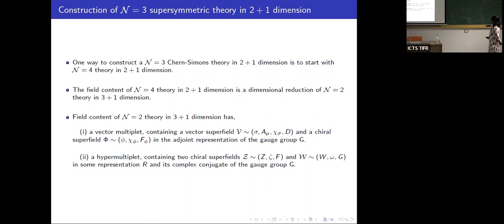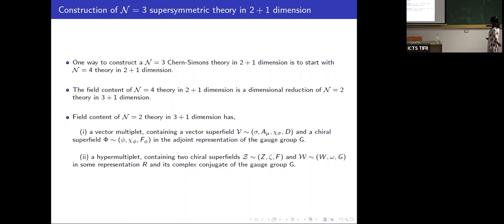And there's a chiral superfield, which is denoted by bold phi. It has these 3 components: a complex scalar phi, a fermion chi phi, and an auxiliary field F of phi. The vector superfield and the chiral superfield are in the adjoint representation of the gauge group G. And there's a hypermultiplet which contains 2 chiral superfields, denoted by curly Z and curly W, which have these component fields as shown here. They are in some representation R of the gauge group G.